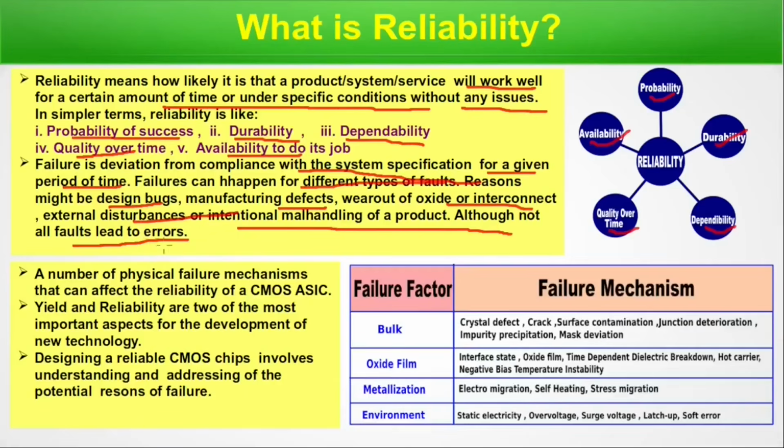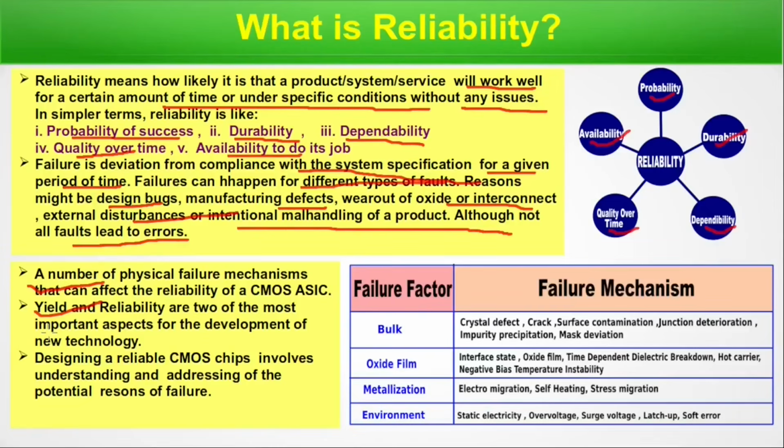A number of physical failure mechanisms can affect the reliability of CMOS ASICs. There are some reasons which lead to failure. Now, yield and reliability are 2 most important aspects for development of new technology. A new technology, if its reliability factor is not high, yield is not high. It means if we are manufacturing n number of chips, how many of them come out good, not rejected?